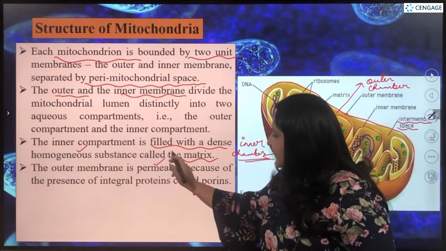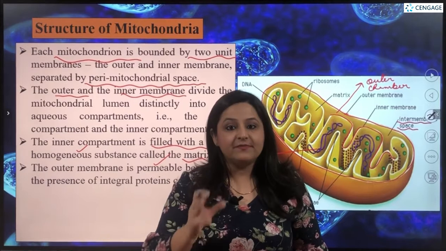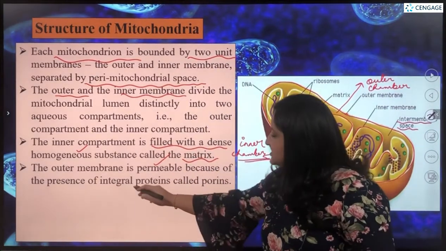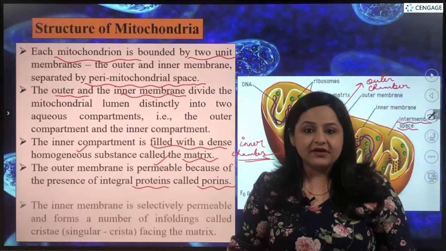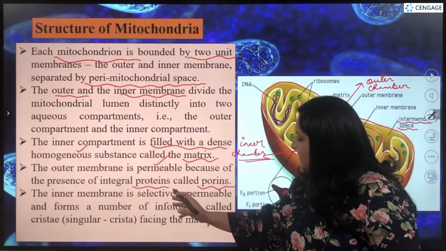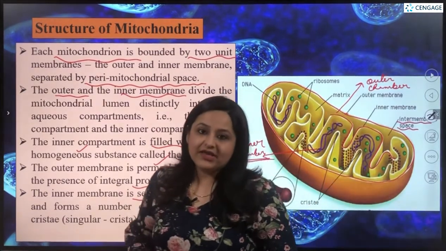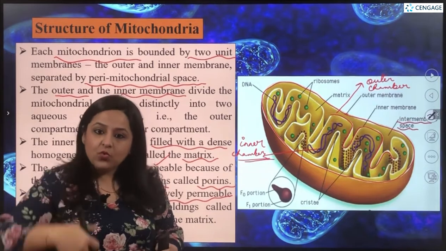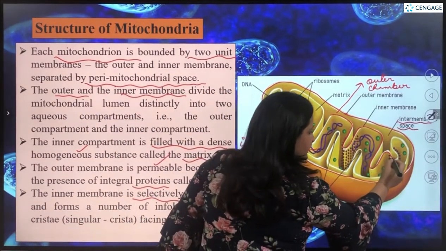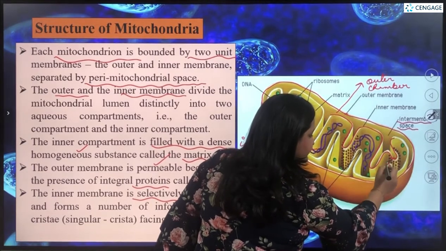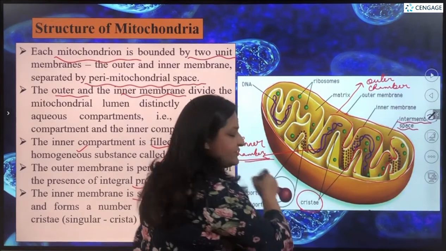The outer membrane is quite permeable, that means it allows most things to enter inside because of the presence of special proteinaceous substances known as porins. Whereas the inner membrane is quite regulative, it is selectively permeable, and if we look very carefully, it is folded inwards towards the matrix. So can you see these infoldings of the inner membrane, this as well as this? These infoldings are known as cristae.